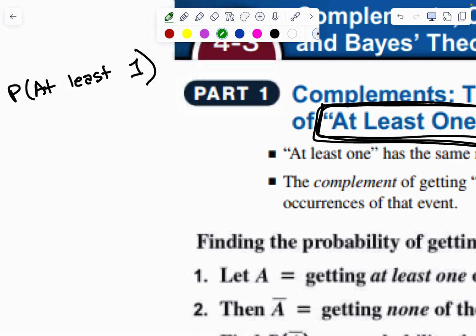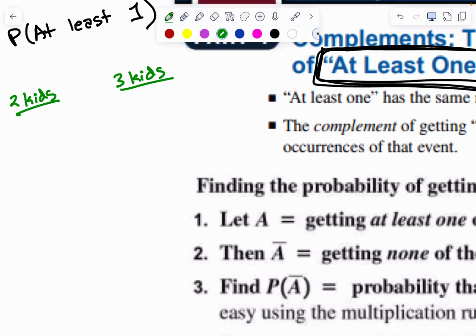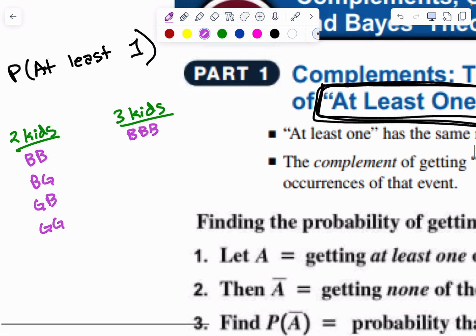I'm going to do an example, and let's say I have 2 kids. And then I'm going to do the same thing with 3 kids. If I have 2 kids, I could have a boy boy, boy girl, girl boy, or girl girl. If I have 3 kids, I have boy boy boy. Do you know how many combinations there are for 3 kids? 8. How do we know that it's 8? 2 times 2 times 2, because boy or girl, boy or girl, boy or girl. 2 times 2 would be 4 options here, and that would be 8 options here.